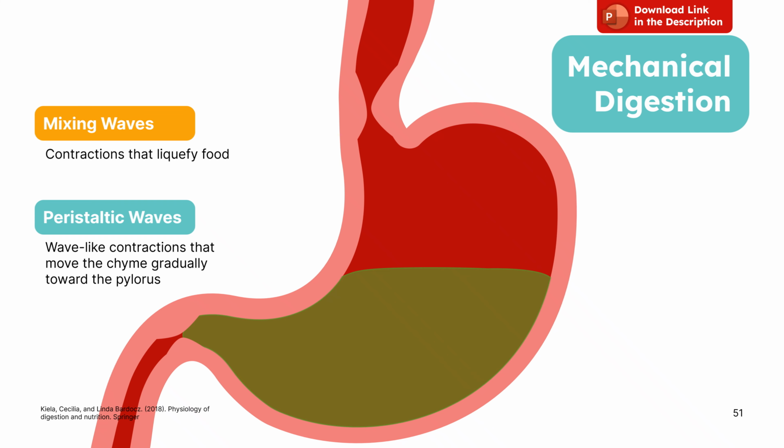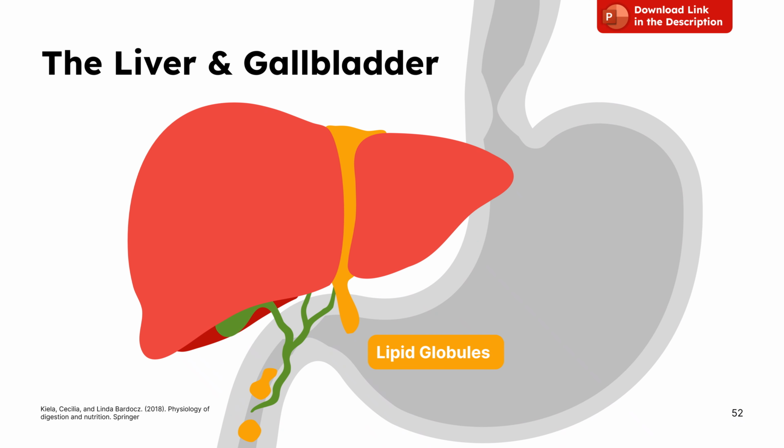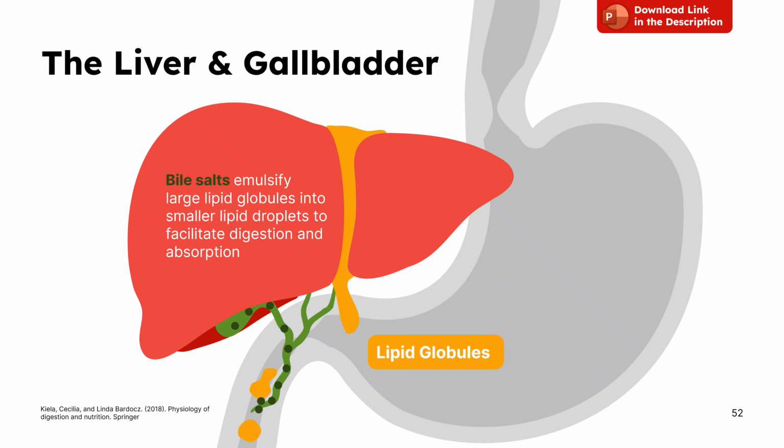This controlled movement allows the chyme to flow into the duodenum at an optimal rate. The liver and gallbladder work together to produce and store bile, which plays a key role in the digestion of fats. Bile salts help emulsify large lipid globules into smaller lipid droplets. This process significantly increases the surface area of the lipids.